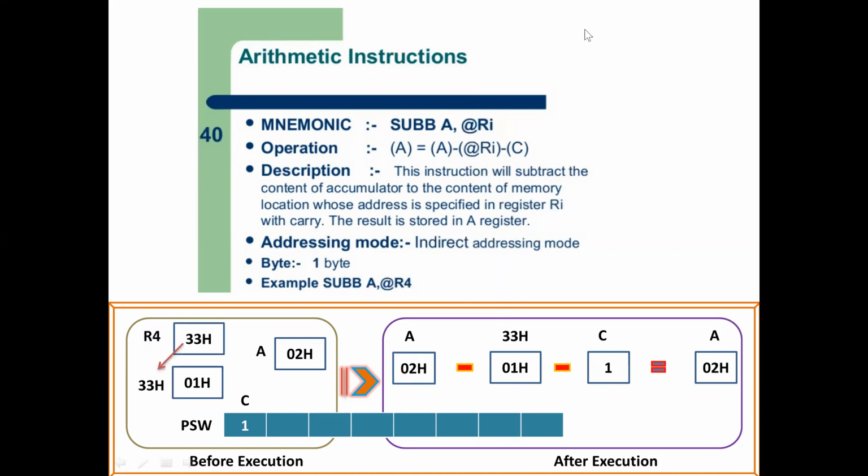So same, subtract at Ri. Let me take R4. So at R4, what is the data? 33H. That is the address. At 33H, what is the data? 01. We are subtracting 01 with the carry first. So we'll get 00. So 2 minus 0, you will get 2 as the answer.